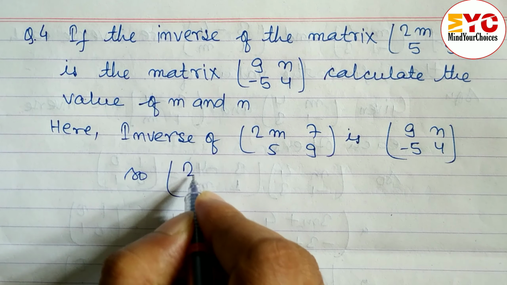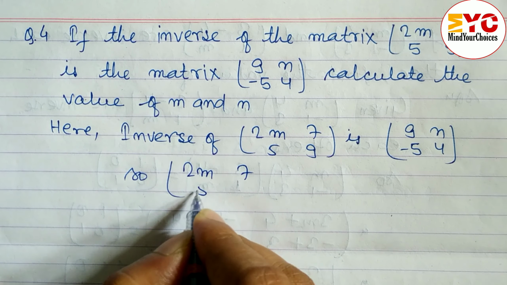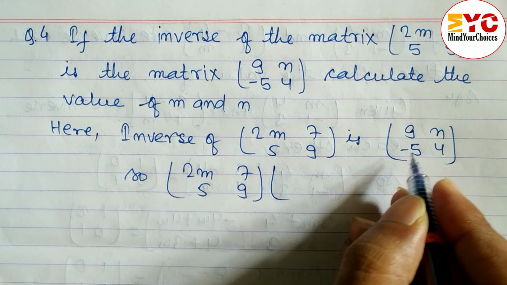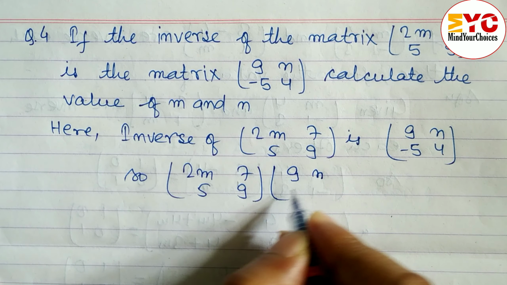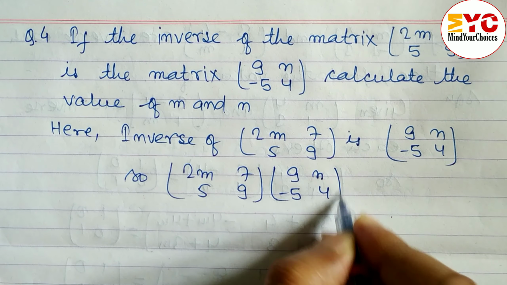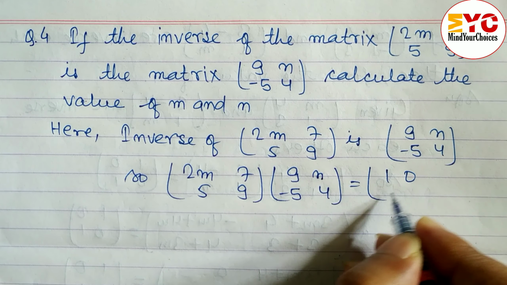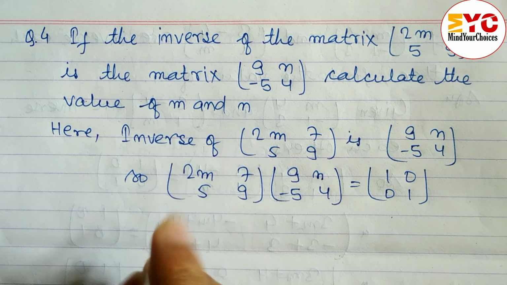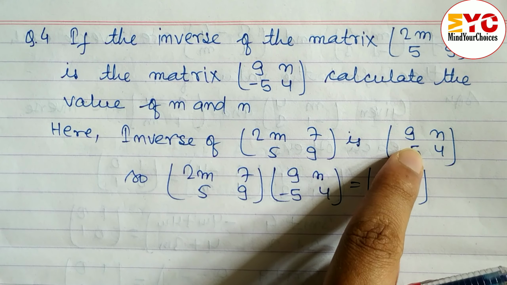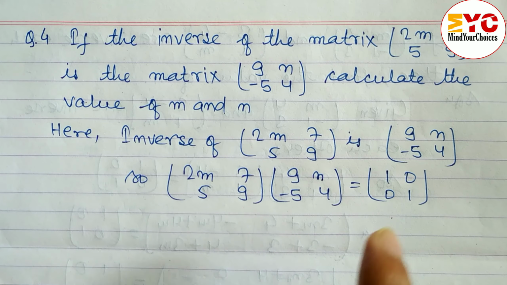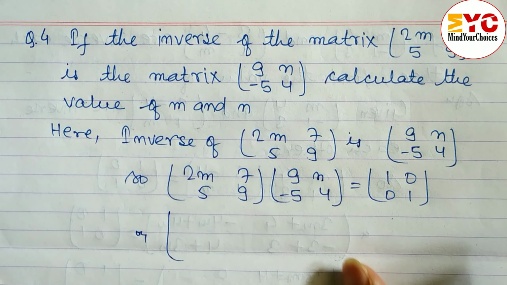So what we can write here is [2, m; 7, 5, 9] into this matrix [9, n; -5, 4] is equal to the identity matrix [1, 0; 0, 1]. The inverse of this matrix is this, so when you multiply these two, we always get the identity matrix. Now multiply these two.